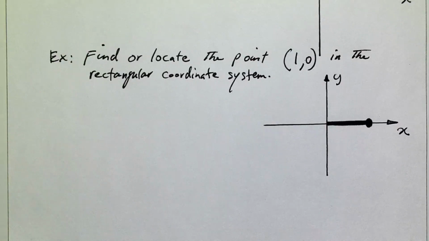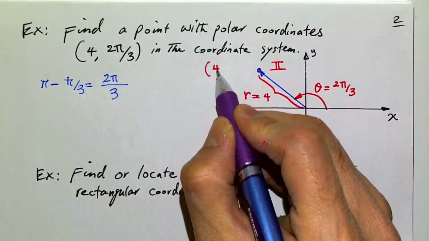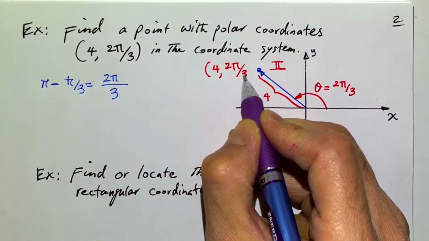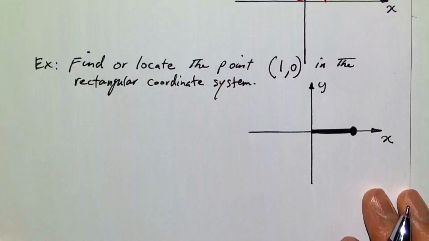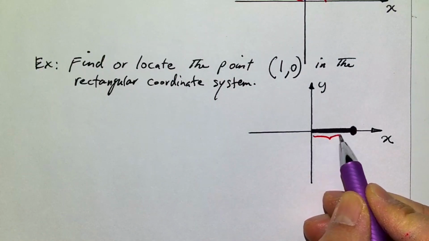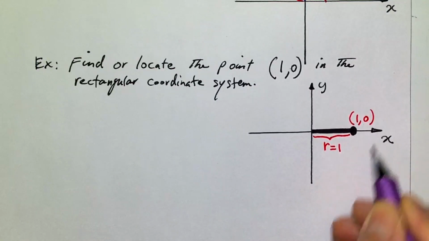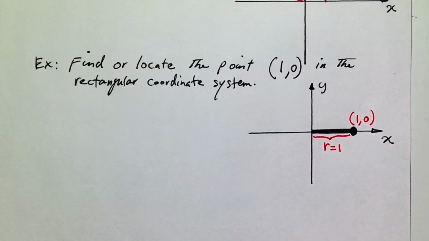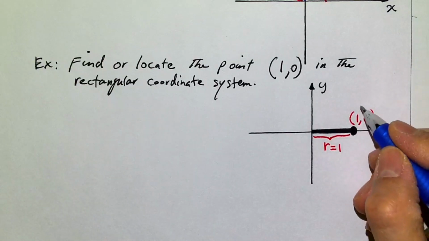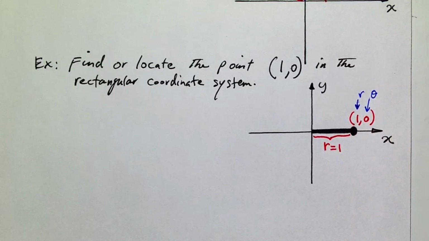And I should have also labeled the point in the previous example as 4, comma 2 pi over 3. So that's that point. And here, we want to label this distance: this is r equals 1. And that point, 1, comma 0, is that point. So this is, again, r, and that is theta. Okay, maybe that was too easy, huh?